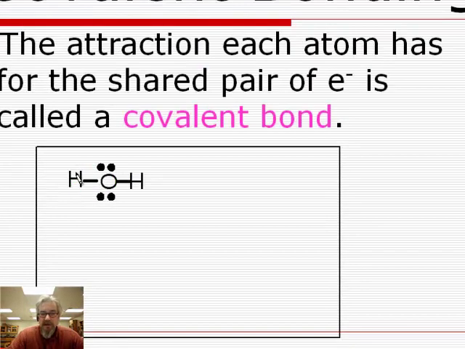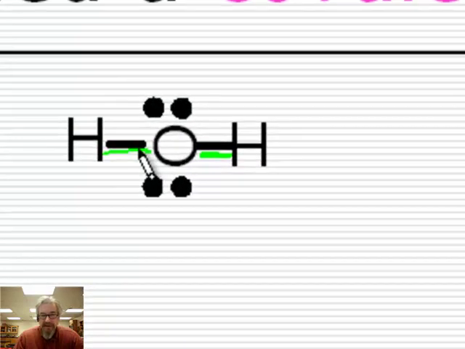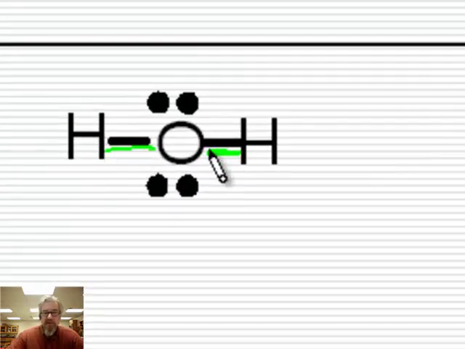The attraction that each atom has for the shared pair of electrons is what we call a covalent bond, and this stick here represents that bond, that shared pair, like an attachment stick that holds these two together. The atoms aren't attracted to each other in covalent bonding. They're attracted to a pair of electrons that they both want for stability.